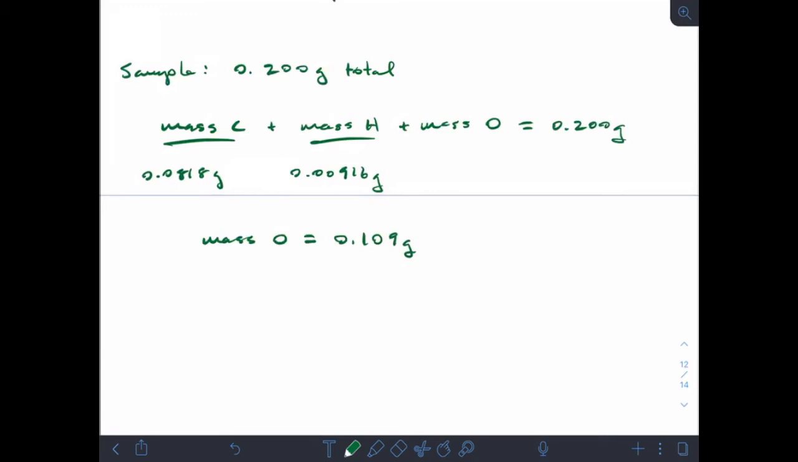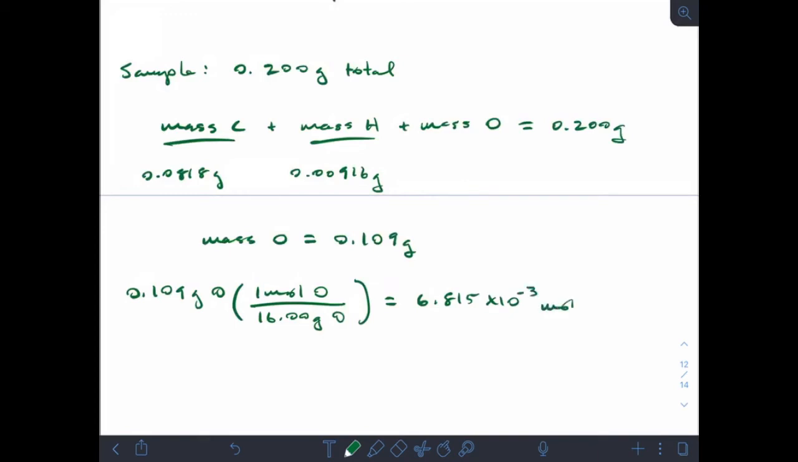Right, now eventually I need to have everything in moles so that I can do my empirical formula thing. Right, so I'm going to take my oxygen, convert it to moles, we'll find that we've got 6.815 times 10 to the minus 3 moles of oxygen.